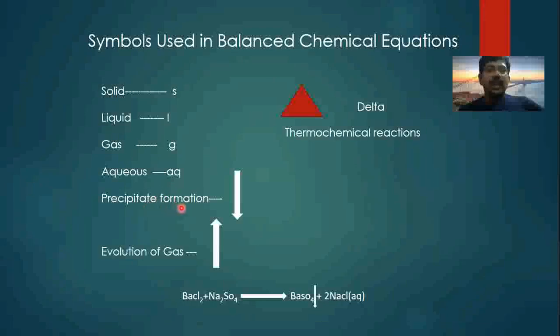Next, if any precipitate is formed, we indicate it with the downward arrow. If any gases are evolved in a chemical reaction, we indicate it with the upward arrow. Next, if any heat changes are taking place, we use the symbol delta. Delta stands for thermochemical reactions. See this one. In this reaction, we did this experiment. Barium sulfate is a white precipitate, so I indicated it with the downward arrow. So these are the symbols we use in a balanced chemical equation.